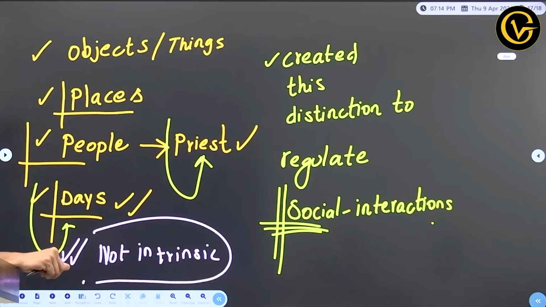Then why did all societies create this sacredness? To regulate the social interactions. But we will go into much more depth and detail on this idea of sacred and profane in the context of a discussion in regular class. Got it? Yes. So this is topic number 8 for you, sacred and profane.